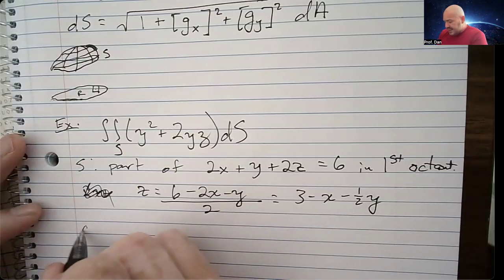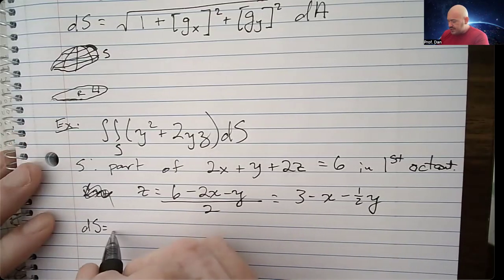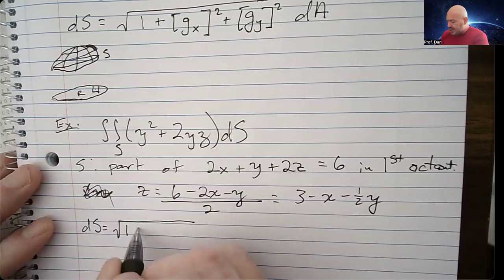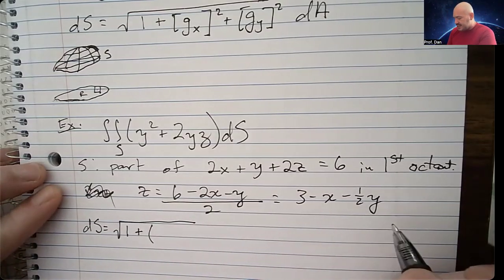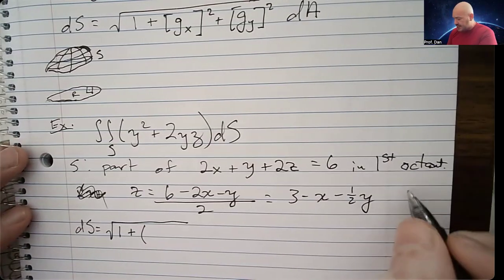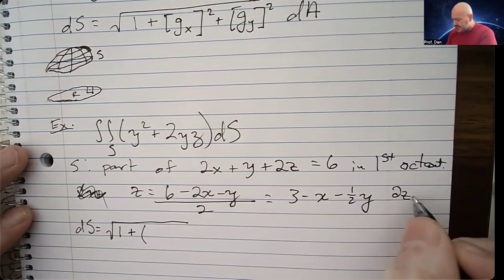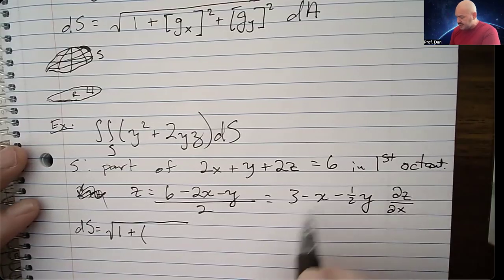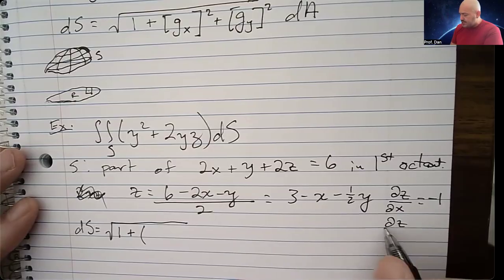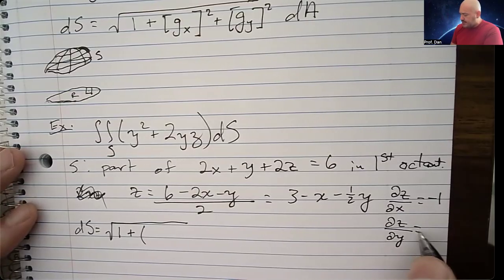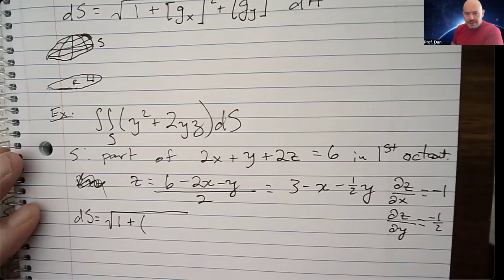So we know that dS is going to be equal to the square root of 1 plus the derivative of z with respect to x squared. And if I write that out to the side, the partial of z with respect to x is -1. Also going to need the partial of z with respect to y. It's going to be -1/2.